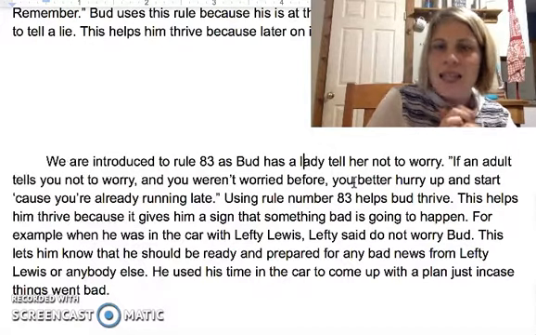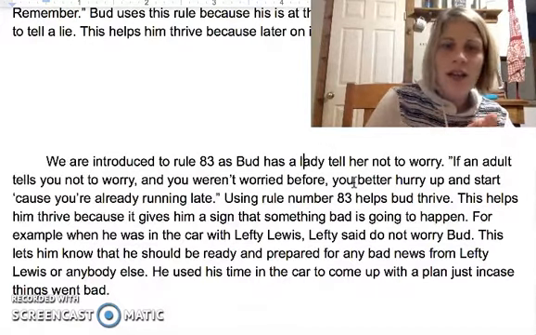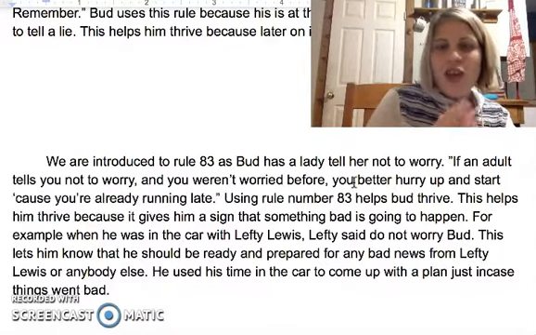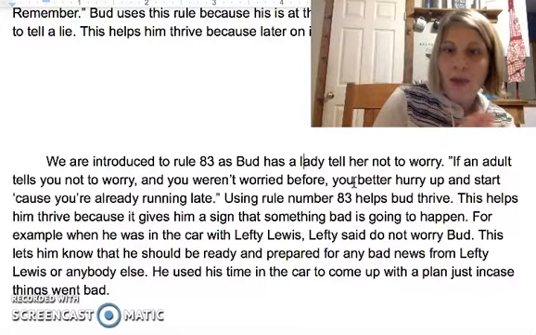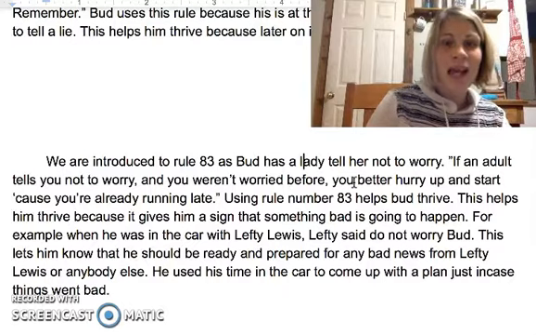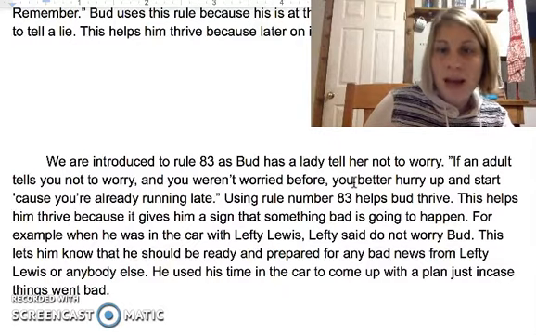As Bud has a lady tell her not to worry, "If an adult tells you not to worry and you weren't worried before, you better hurry up and start because you're already running late." Using rule number 83 helps Bud thrive. There's the claim. This helps him thrive because, now they're going to explain it, it gives him a sign that something bad is going to happen.